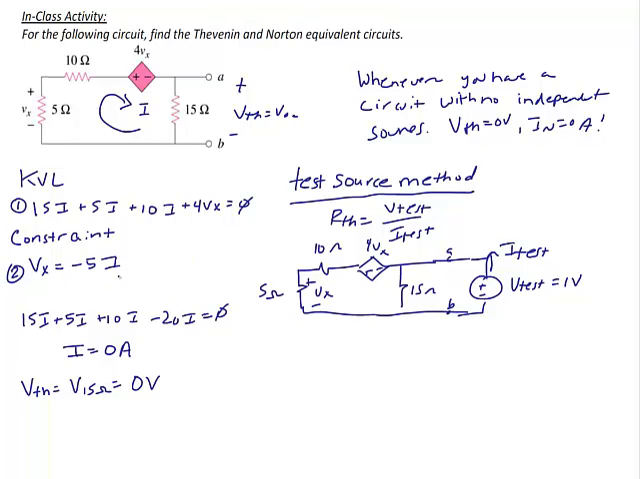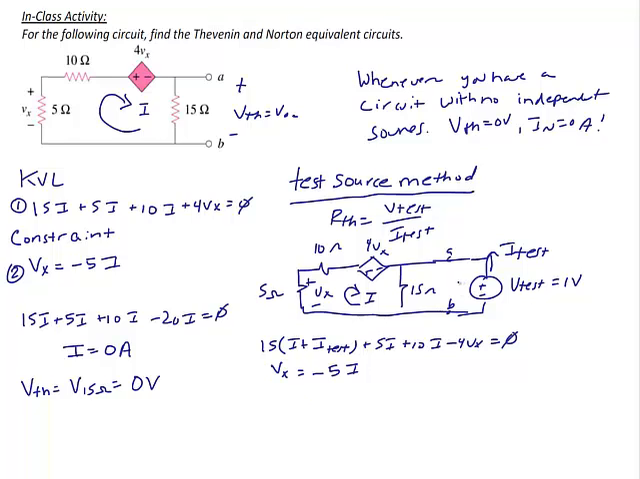To solve this problem, I'm going to stick with the mesh analysis. So I'll label my clockwise current again, I. And the equation is going to be 15 times (I plus I test) plus 5I plus 10I minus 4Vx, and that equals 0. The constraint is once again Vx equals negative 5I.